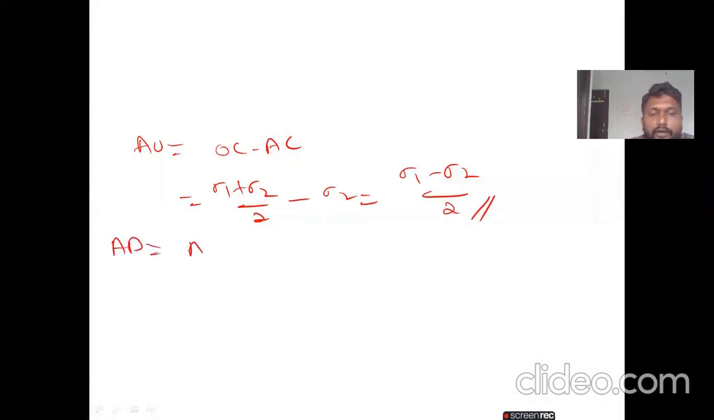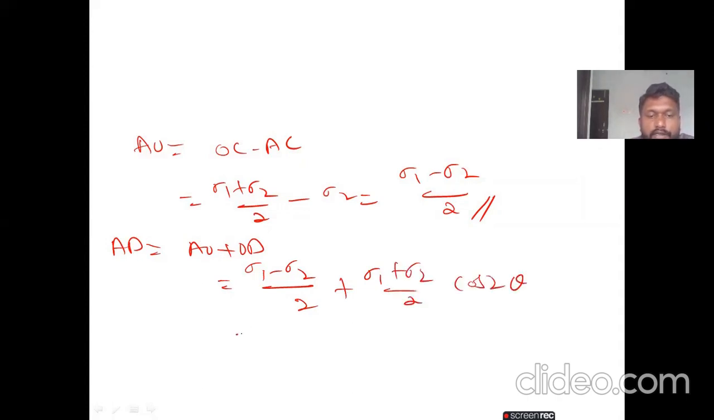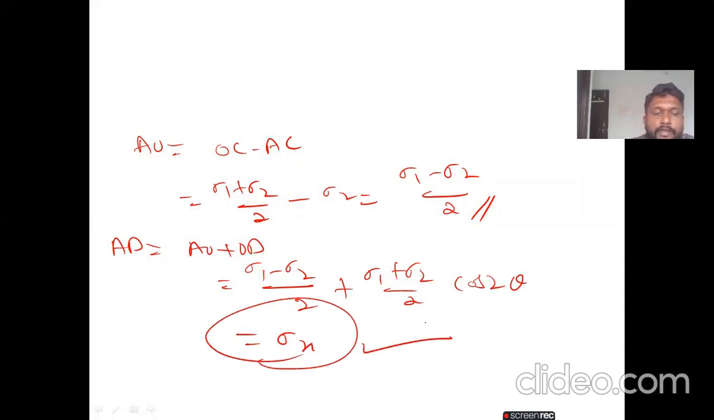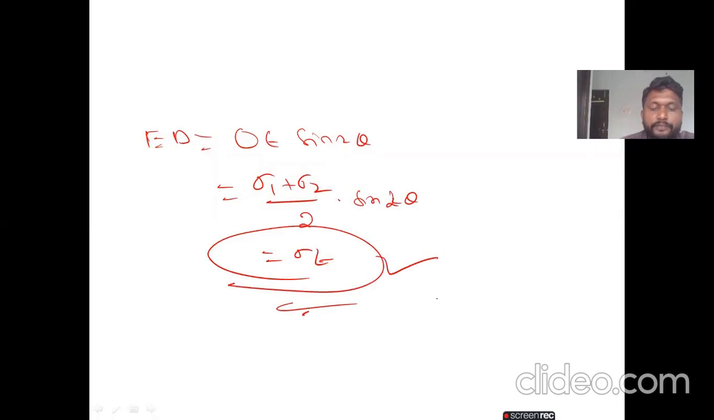Now calculate AD equal to AO plus OD, same like the previous derivation. Substitute here whatever we got previously. So this is the sigma n value. Same like that, ED equals OE into sine 2 theta. OE we know is sigma 1 plus sigma 2 by 2, into sine 2 theta. So this is the sigma t value. So my dear students, this is the most important thing we are discussing here. If you observe clearly, all the problems we are taking, these are the easiest way.